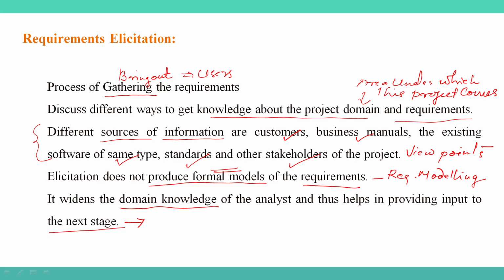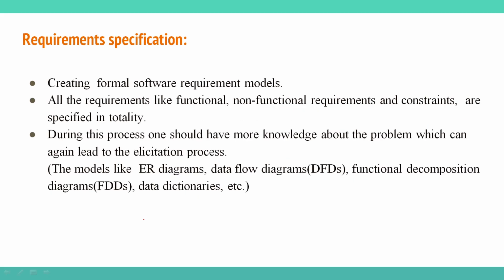sources of the project. The second process is specification, creating formal software requirements models. Specification means you are converting whatever you have elicited and analyzed into a formal requirement model. We have different sets of models available here: data models, class models, different types of models that we will look into later. All the requirements like functional, non-functional, and constraints are specified in totality. So we will talk in total about what the whole software will have.